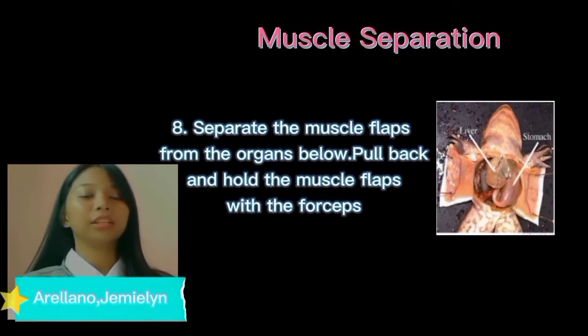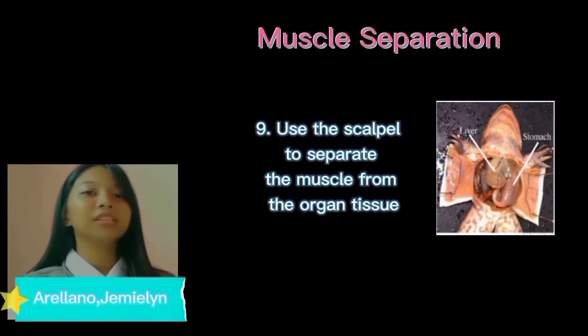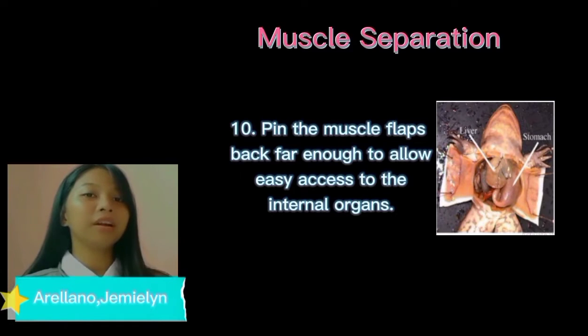Muscle separation. Separate the muscle flaps from the organs below. Pull back and hold the muscle flaps with the forceps. Use the scalpel to separate the muscle from the organ tissue. Pin the muscle flaps back far enough to allow easy access to the internal organs.